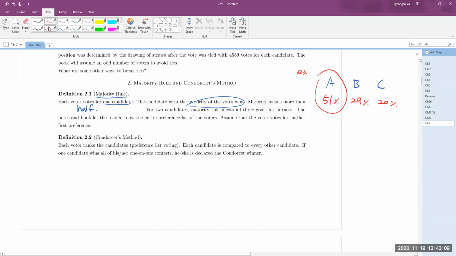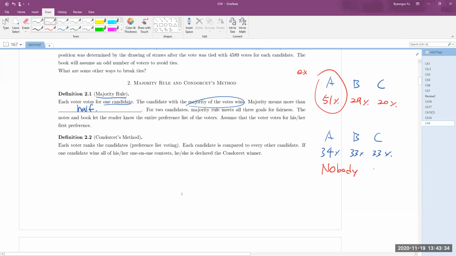However, if they are again the same candidates, but A got 34%, B got 33%, and C got 33%, then who wins in this case? No one. Great. So in this case, nobody wins.